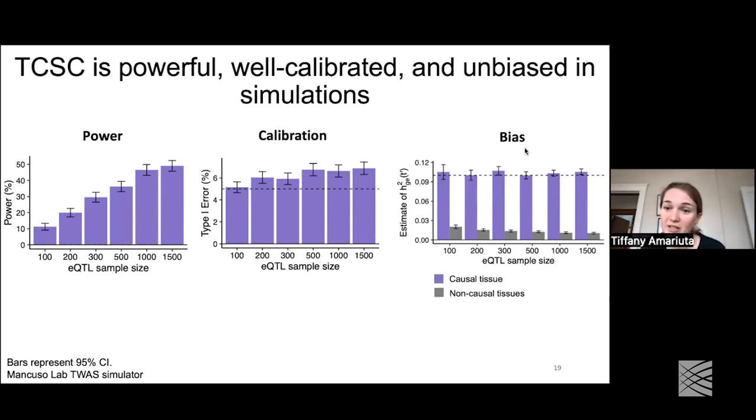And then lastly, for bias, we've simulated a trait where 10% of the heritability of the genetic effects on gene expression that are related to the trait is 10%. And so we're quite accurate here with our estimates across different eQTL sample sizes. For the estimate for non-causal tissues, we hoped it would hover around 0, but in fact it is significantly non-zero. But in the long run, it doesn't seem to affect the type 1 error much, because it still is quite well calibrated.